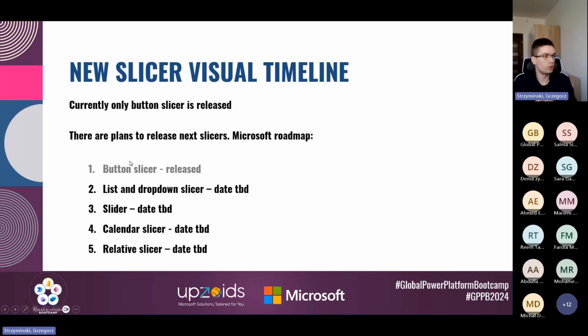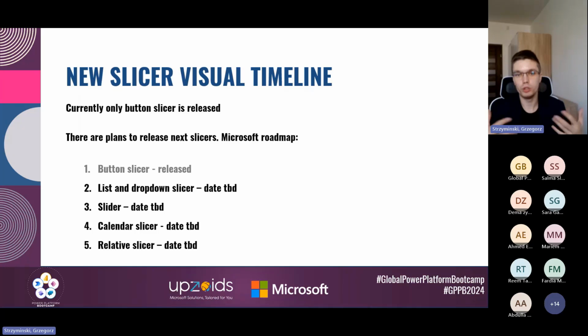At this point in time, only the button slicer is released, so what we are covering today. But Microsoft plans to actually implement the list and drop-down slicer, the slider, and the calendar and relative slicer as well moving forward. The timeline is not known at this moment in time, but it can come any minute. They are planning to do it anyway. Still, the new slicer visual, same as the card visual, are both in preview mode at this point in time. So it's not general availability.